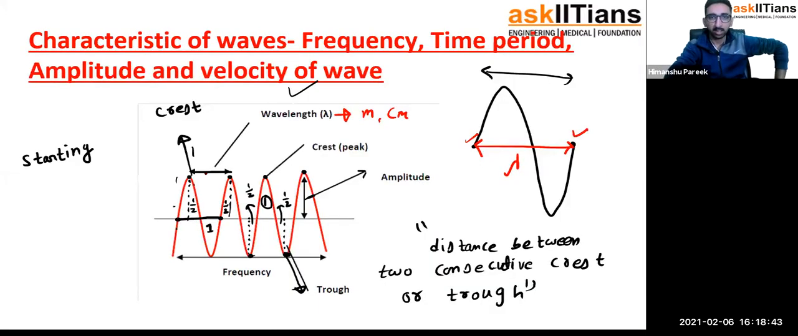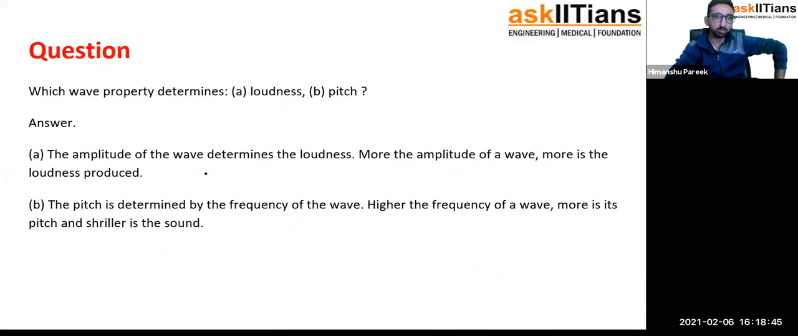Okay. And the second term is the sharpness in the sound. This term is given by the pitch. Usually it has been seen that a male's voice is not very sharp, but a female's voice is sharp. A kid's voice is sharp, right?